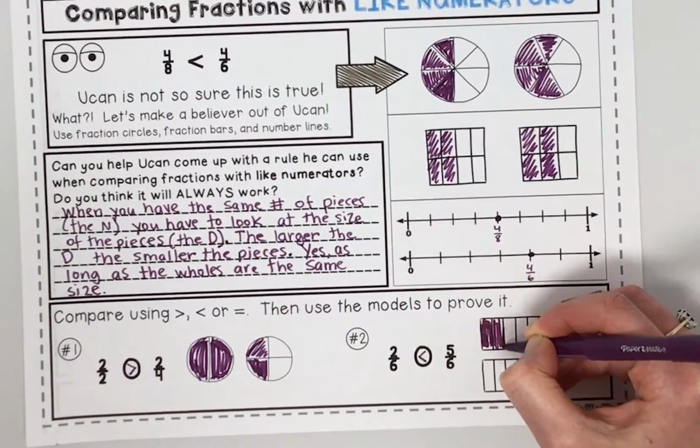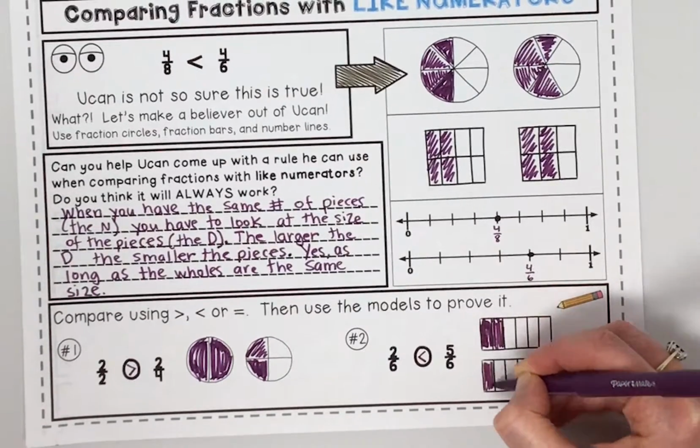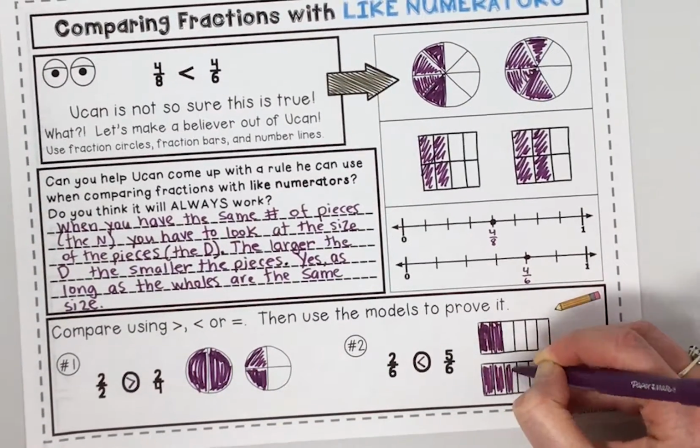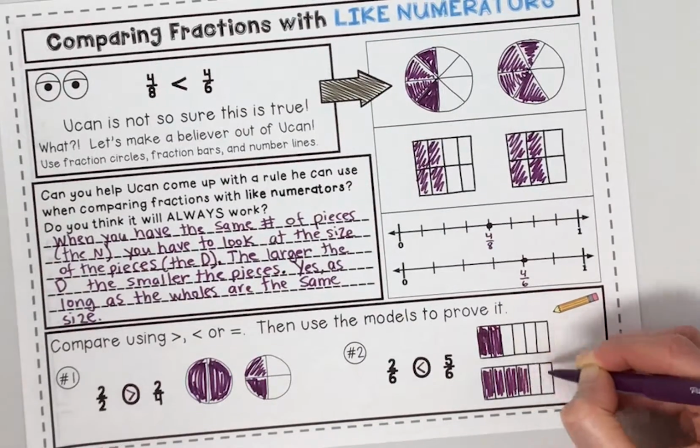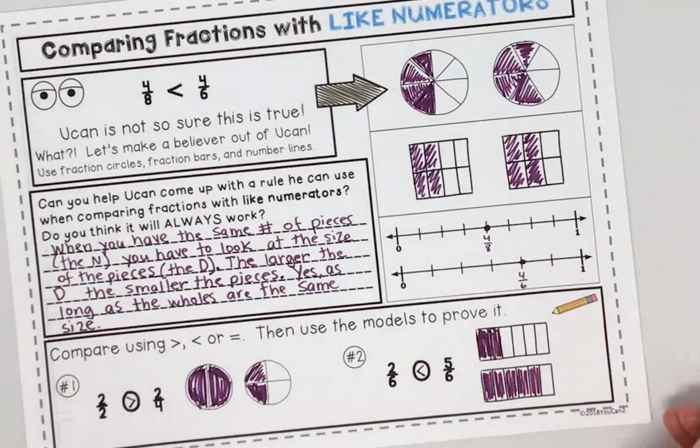2/6 and 5/6. 1, 2, 3, 4, 5. 5/6 is more. 5/6 are more than just 2/6. I got it right.